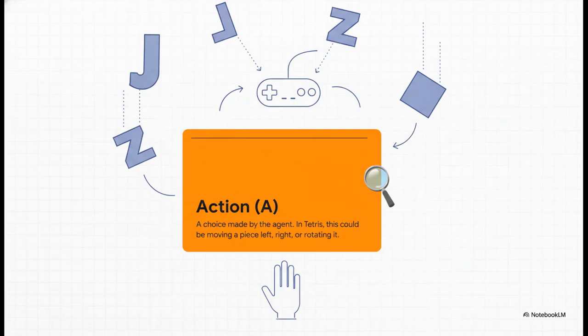Okay, next we have the action. These are the choices the agent can make. So, back to our game example. If the agent is playing Tetris, its actions are pretty simple, right? Move the block left, move it right, or rotate it. From any given state, the agent has a whole menu of possible actions it can pick from.